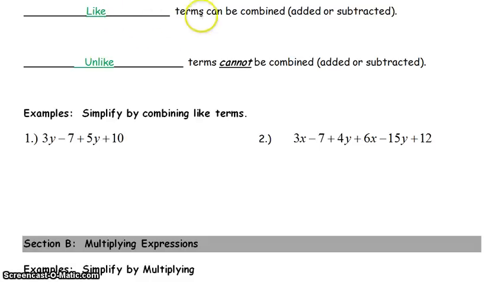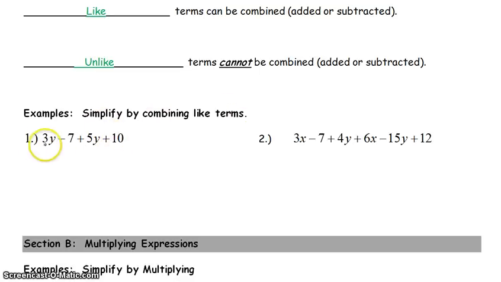We have like terms can be combined, added, or subtracted. And next we have unlike terms cannot be combined, added, or subtracted. So let's take a look at these examples here. Simplify by combining like terms.